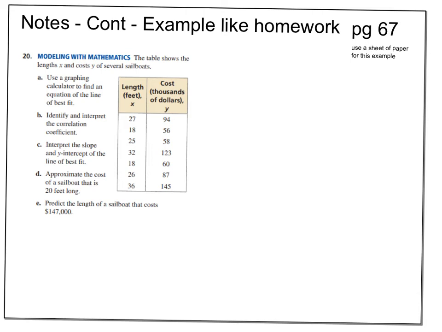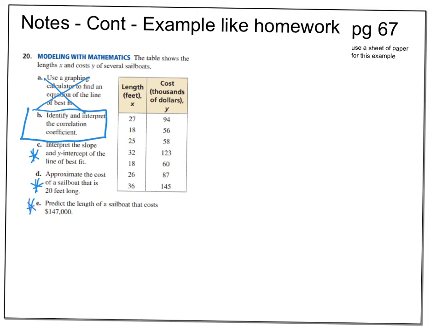For number 20, this is an example like in your homework. What it wants you to do is use a graphing calculator, and we're not going to use a graphing calculator. We're going to talk about the correlation coefficient here in just a moment. I'm not going to have you actually find correlation coefficients. You'll see why in just a minute. We're going to interpret the slope and y-intercept of the line of best fit, and then we're going to approximate using that equation that we find, both of these.